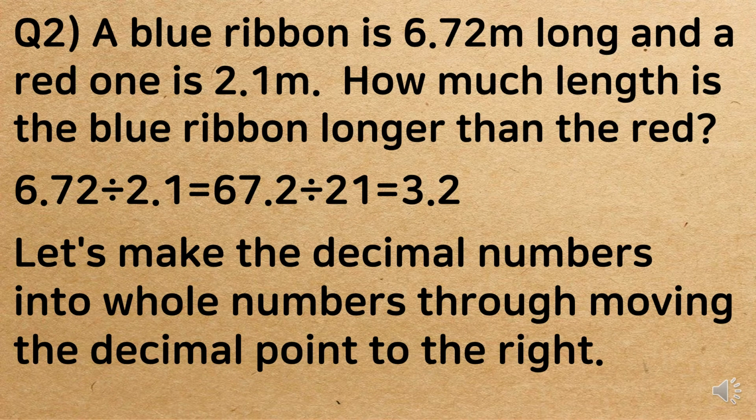Question 2. A blue ribbon is 6.72 meters long and the red one is 2.1 meters. How much longer is the blue ribbon than the red? Let's make the decimal numbers into whole numbers by moving the decimal point to the right. Then 6.72 becomes 67.2 and 2.1 becomes 21. The final answer is 30.2.